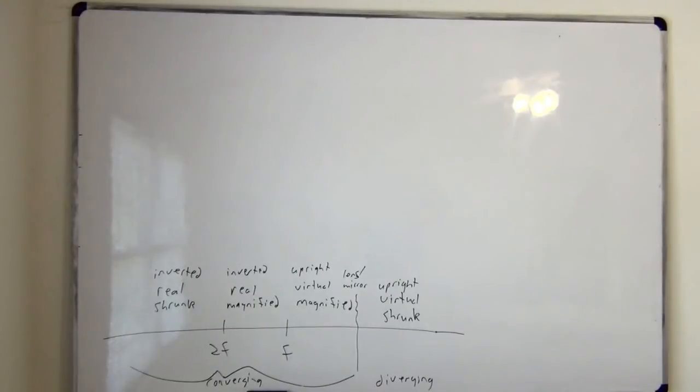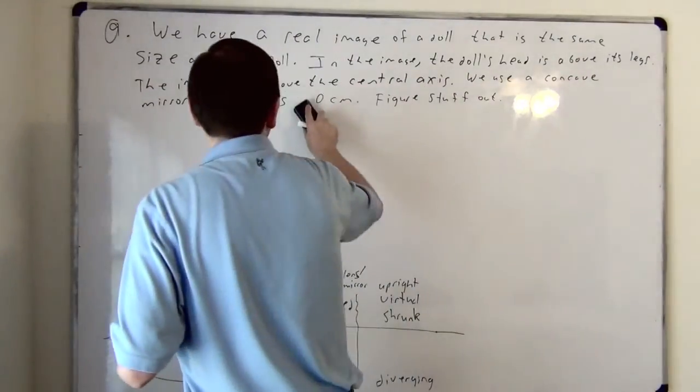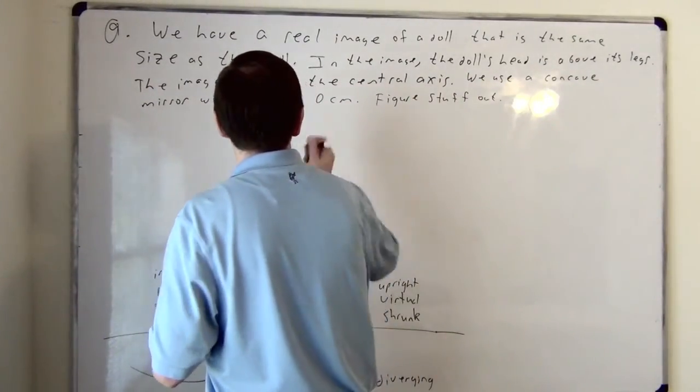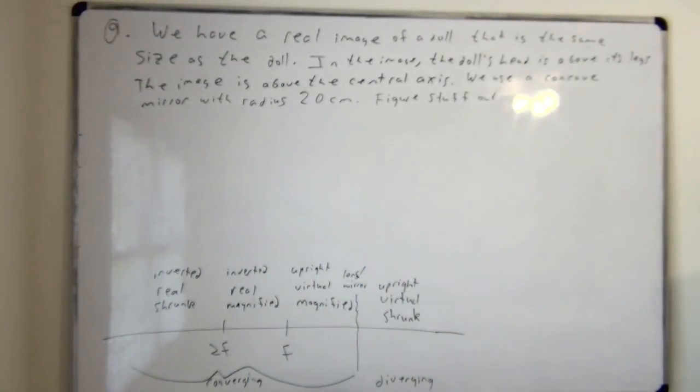So you can see one of the keys to these is thinking about the signs. Oh, I'm sorry. Let's change this. All right, let's change this to this. You have a concave mirror.